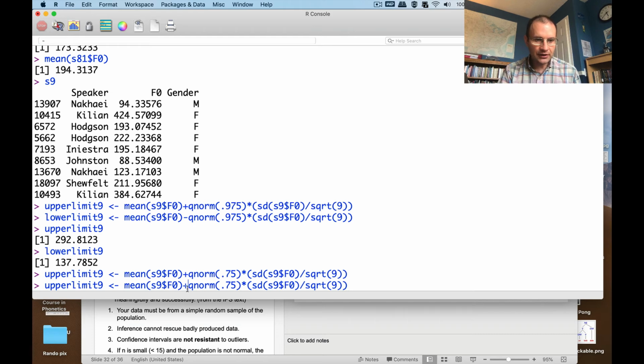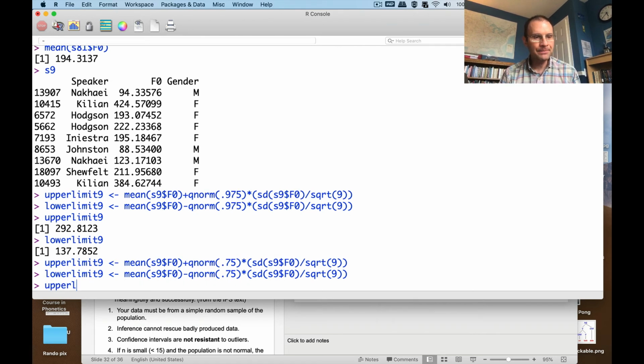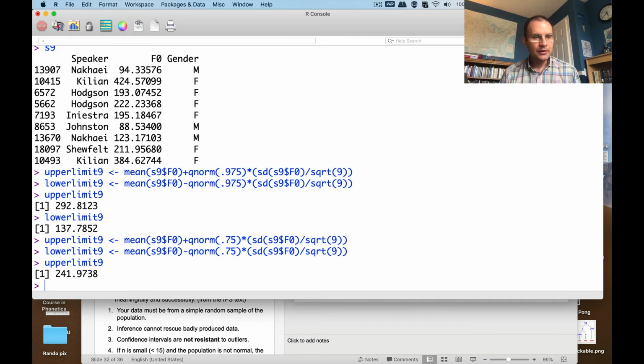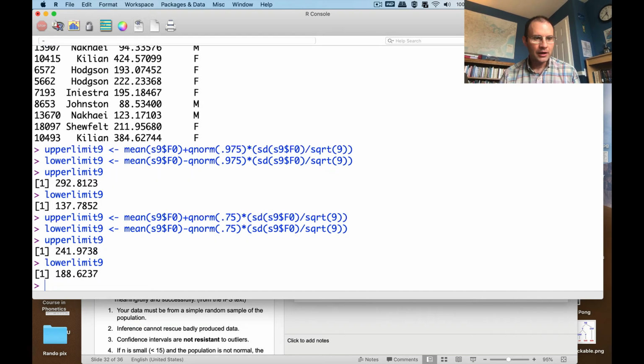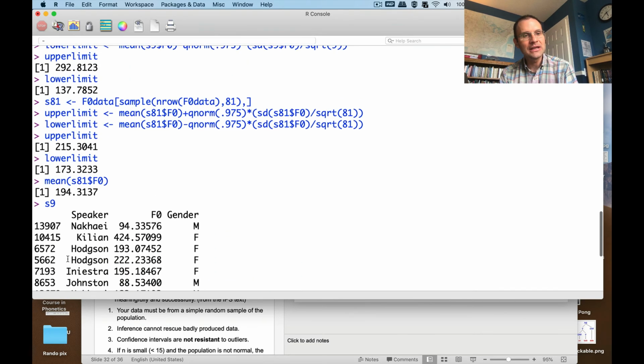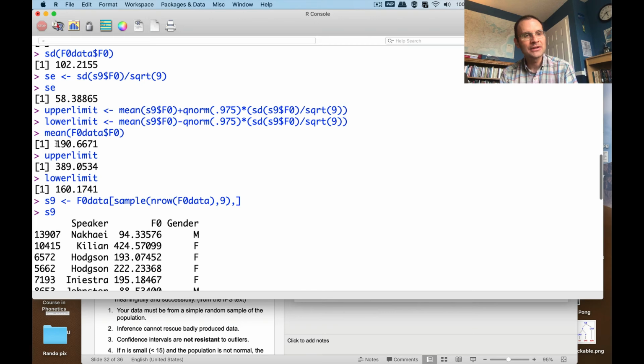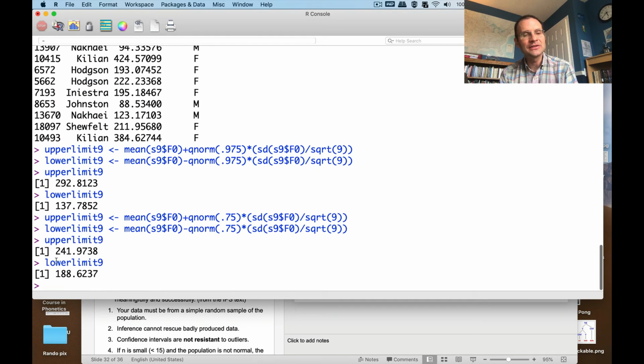So let's do the other half of this. The only thing that changes is that plus to a minus, and I get my lower limit that way. What does it look like? Oops, I shouldn't have overwritten the first one, but it doesn't really matter. My upper limit is 241. My lower limit is 188. So kind of lucky in this case that this confidence interval does include the population mean of 190. 190.67 is within this interval, which is from 188 to 241.